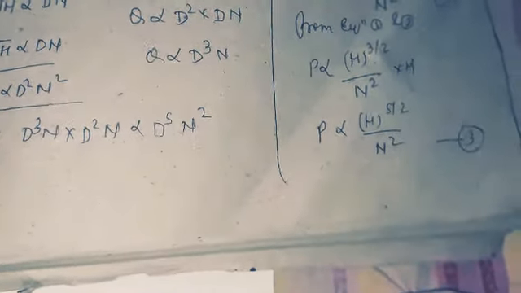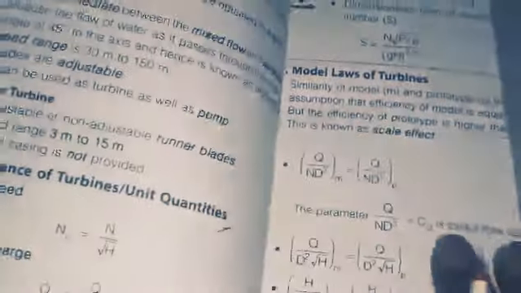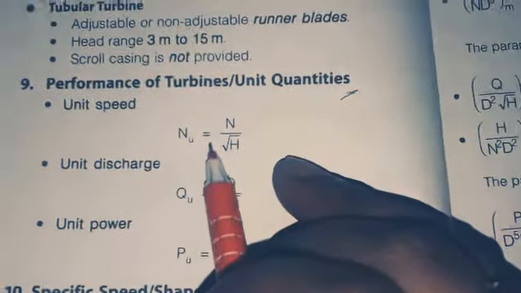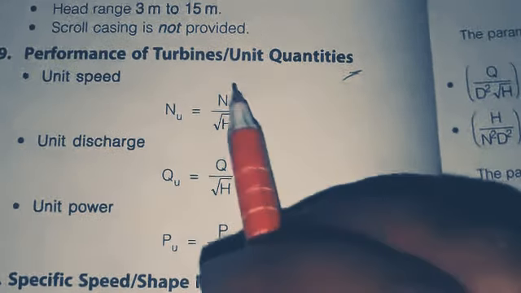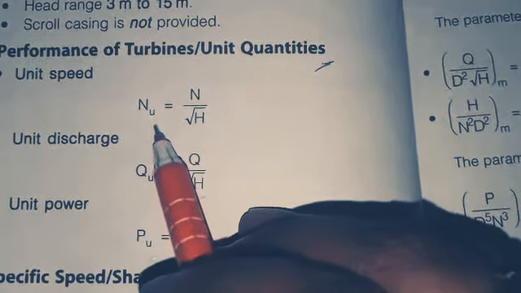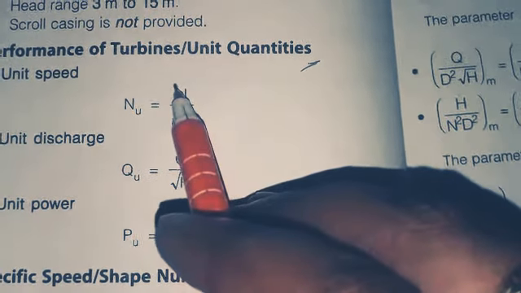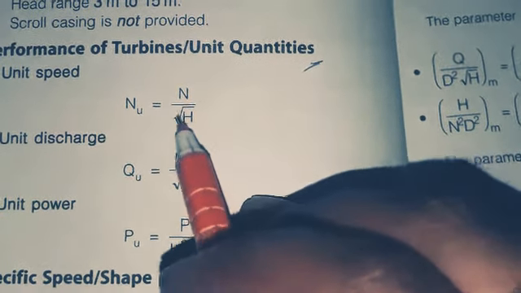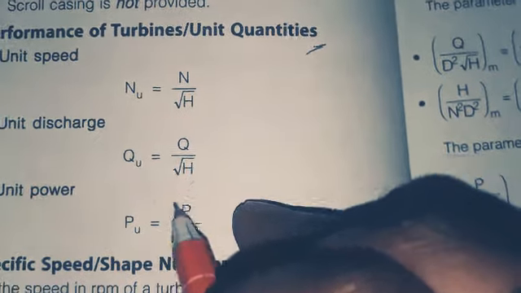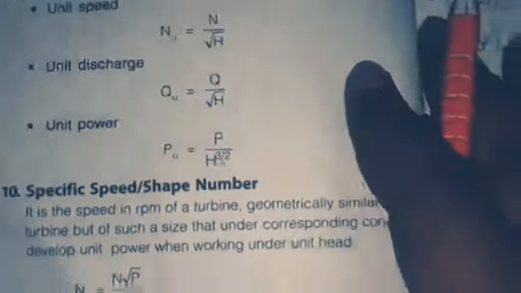Already discussed the significance of unit quantities. In this chapter we have unit speed, unit discharge and unit power. Unit speed and unit discharge are similar. The unit values are: unit speed Nu is equal to N upon under root H, Qu is equal to Q upon under root H, and Pu is equal to P upon h to power 3 by 2.